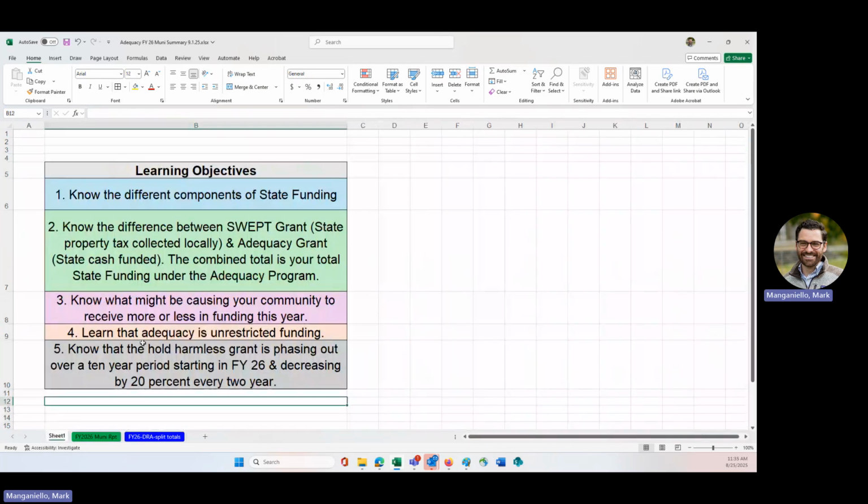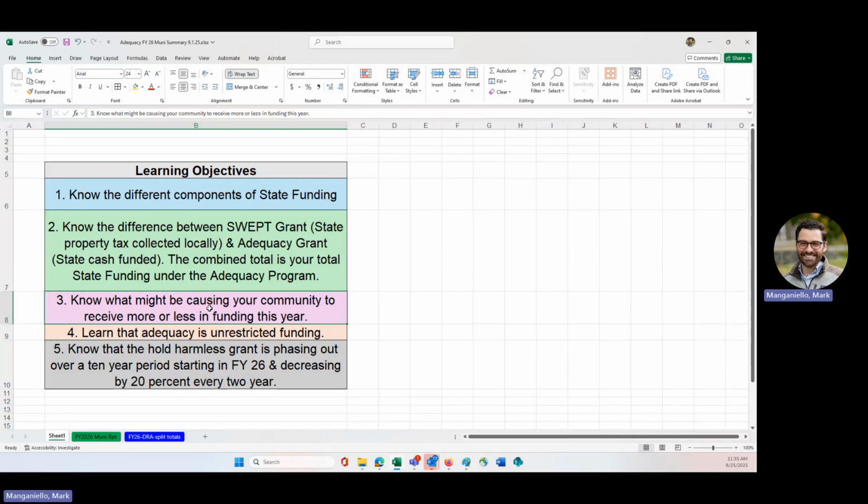So let's peek back at the learning objectives to think if we covered everything. You know that phase out is going to be declining 20% every 2 years. So if you are a hold harmless community, that grant is phasing out. Adequacy funding is unrestricted. You can spend it on any legal educational purpose. It is not restricted to a particular school, a particular cohort of students. Know the reason why you might have declining funding. It's going to typically be either the hold harmless grant or declining enrollment.